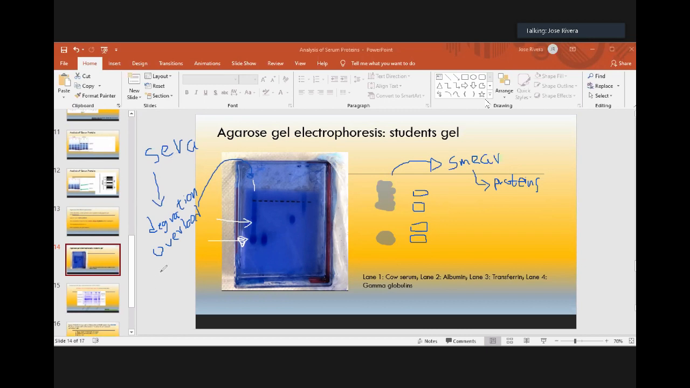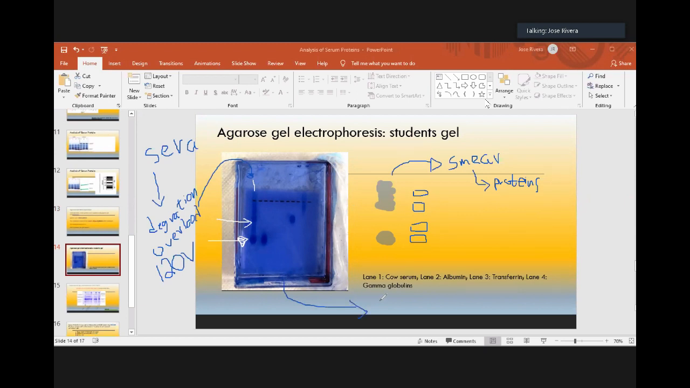The other thing is if you run the gel, we had to run them at like 100 volts. If you run them too high because you want to go home, you want to run them at 200 volts or 120 volts, the proteins just go faster at very high voltage. Also, the other thing is the agarose itself.